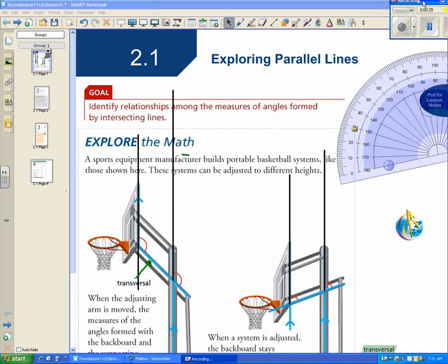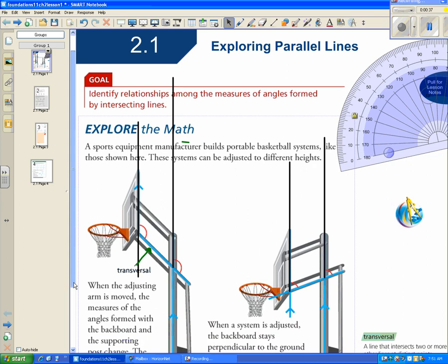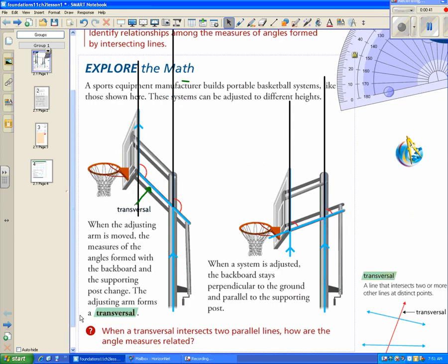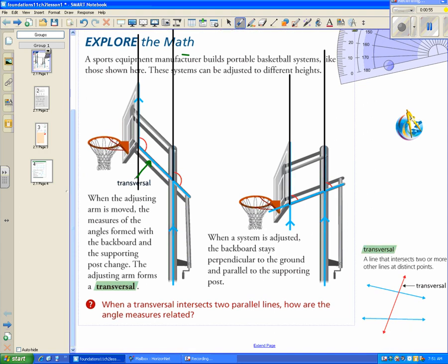So we have an example here. A sports equipment manufacturer builds portable basketball systems like those shown here. These systems can be adjusted to different heights. My diagram's slightly different than yours because I extended the lines for what I'm going to do here. When the adjusting arm is moved, the measures of the angles formed with the backboard and the supporting post change. The adjusting arm forms a transversal, and we have our definition of a transversal right here: a line that intersects two or more other lines at distinct points. So that's what it means to be a transversal.